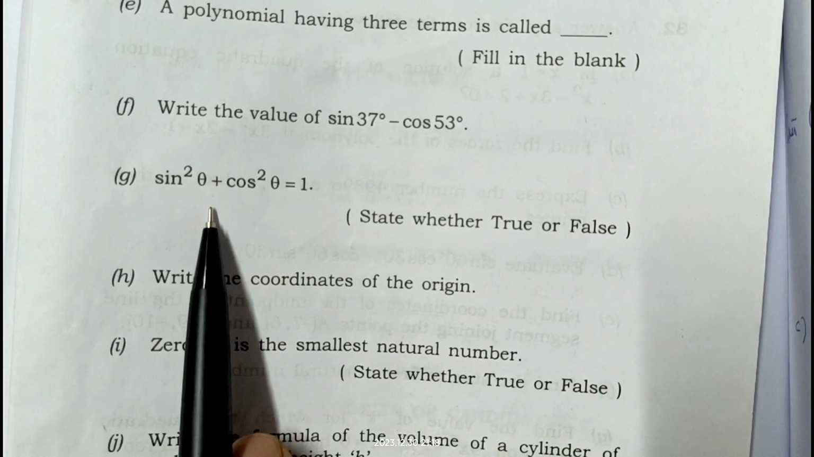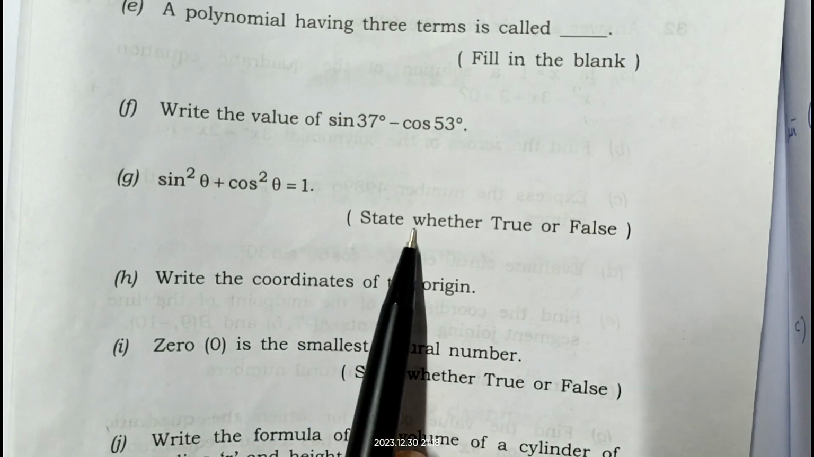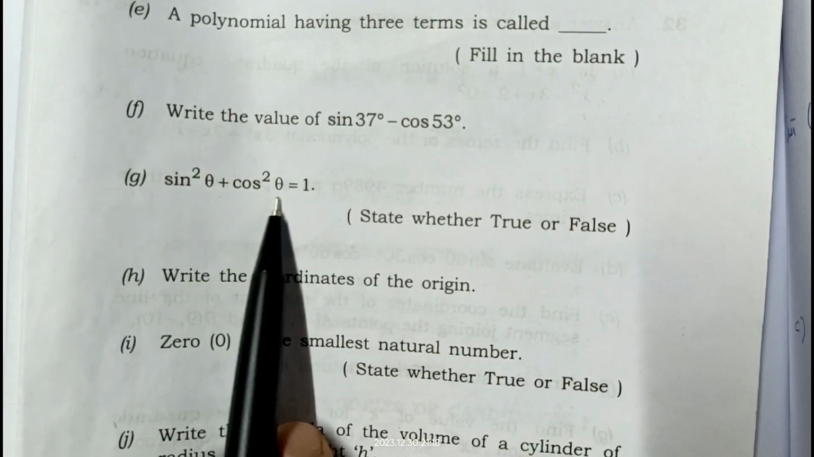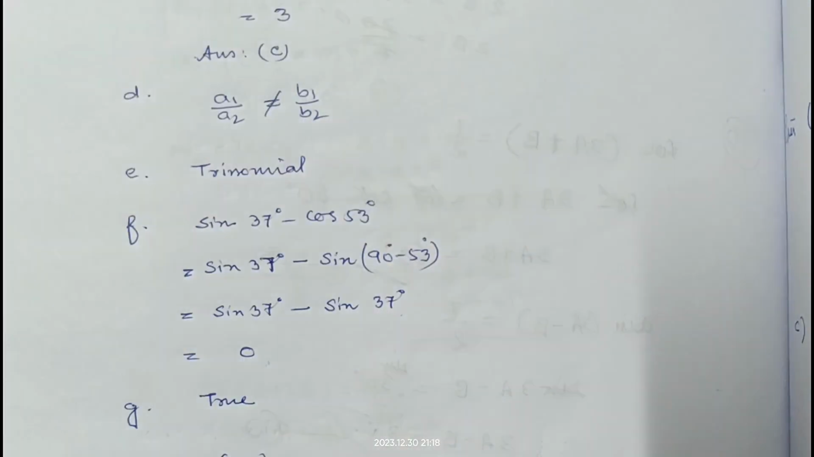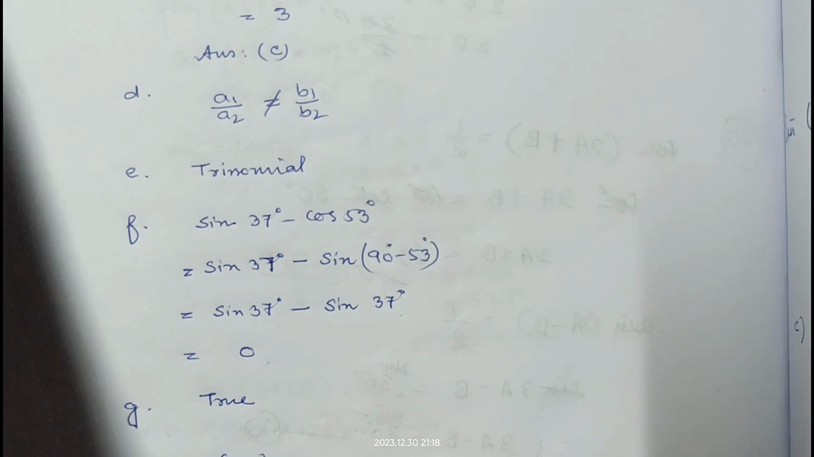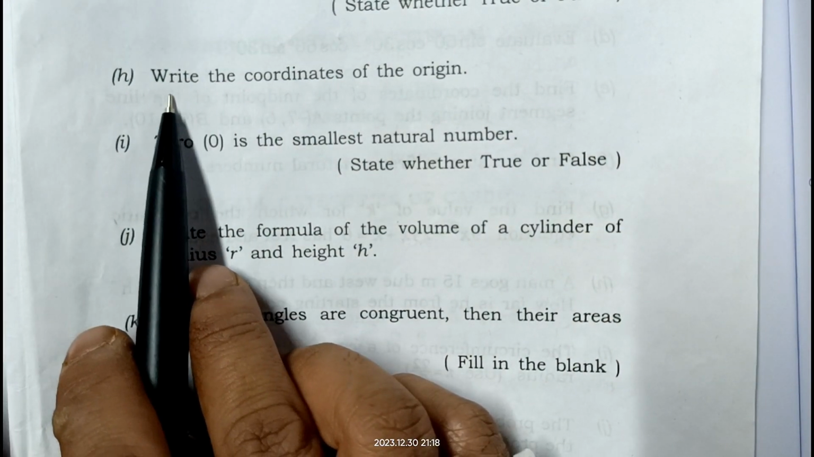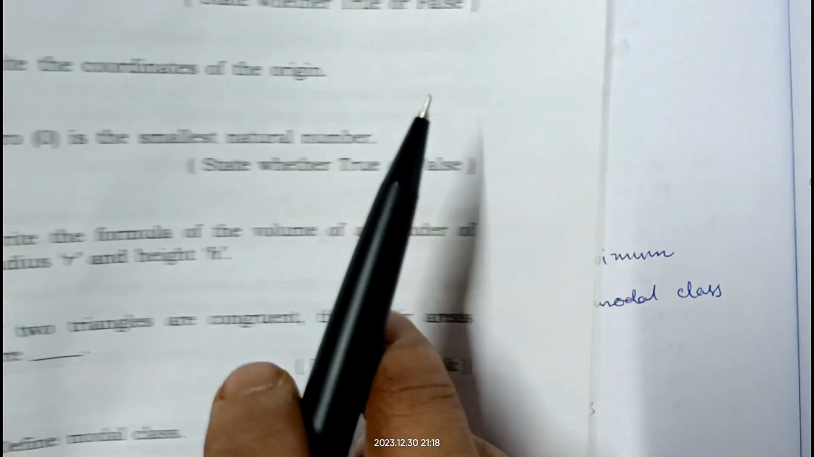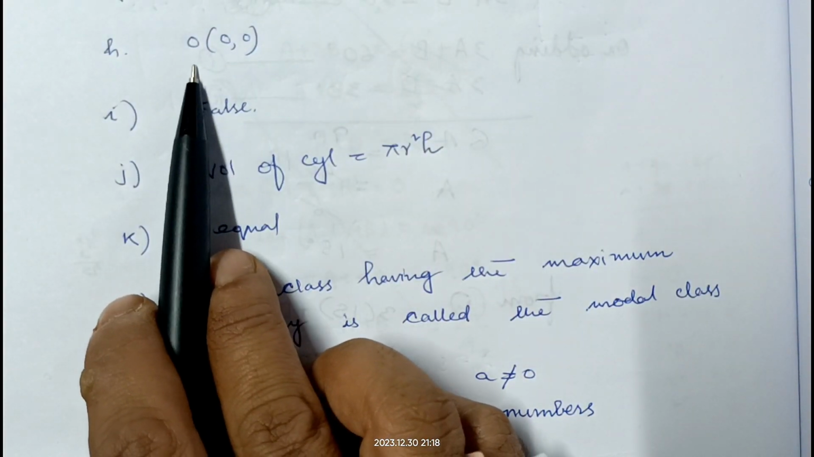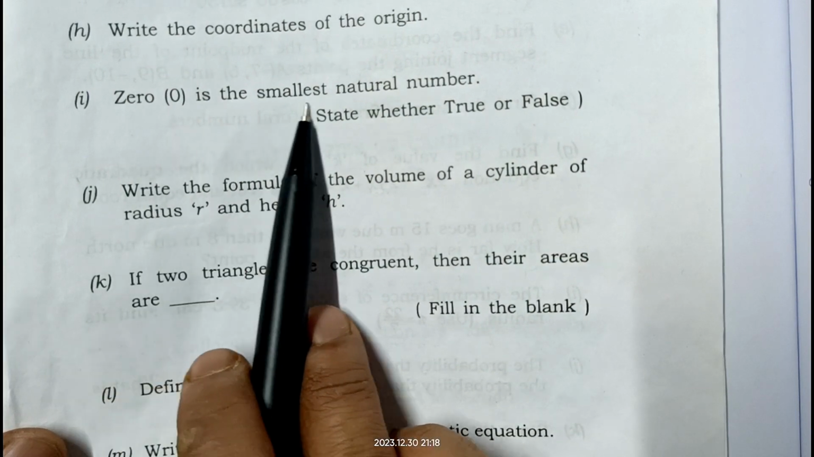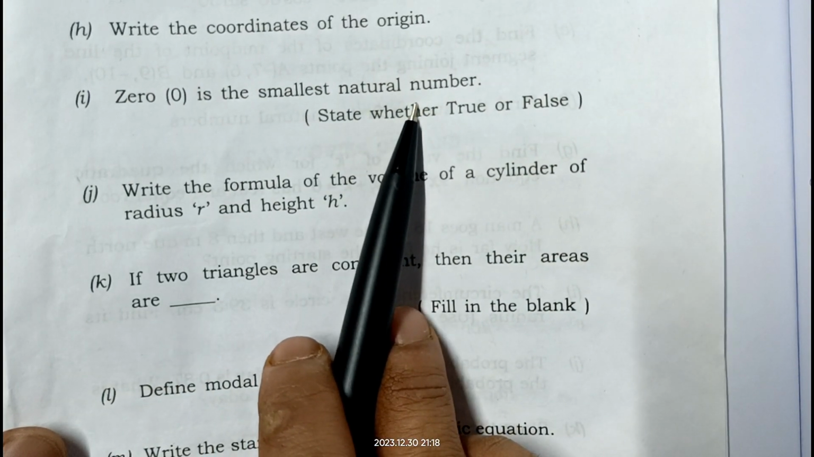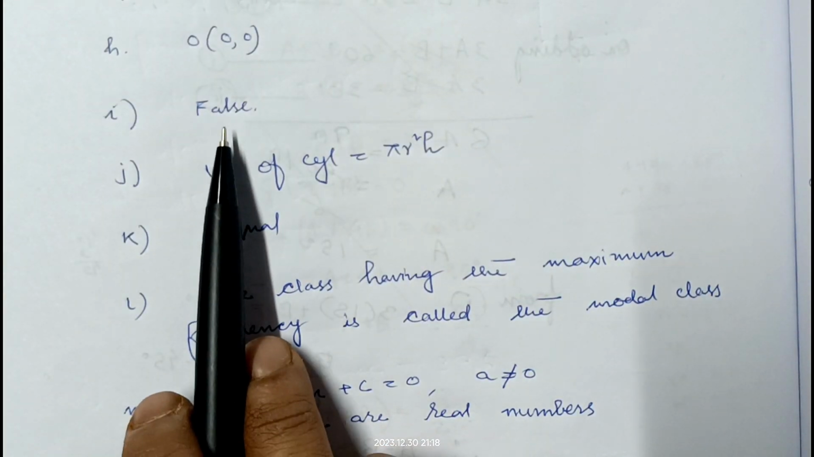Next one is G. Sine square plus cos square is 1. State true or false. This is an identity which is a true statement. Therefore answer is true. In question number 8, it is given, write the coordinates of the origin. We know coordinates of the origin is O 0, 0. In I, it is given 0 is the smallest natural number. We know natural number starts from 1. So 0 is not a natural number.